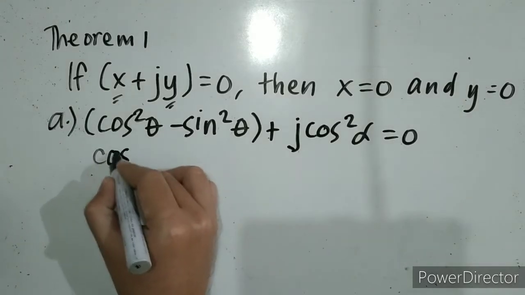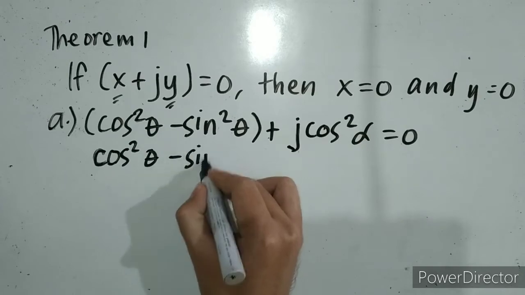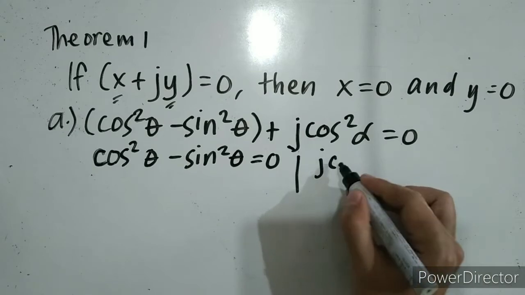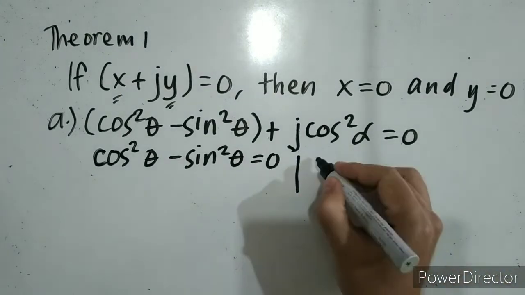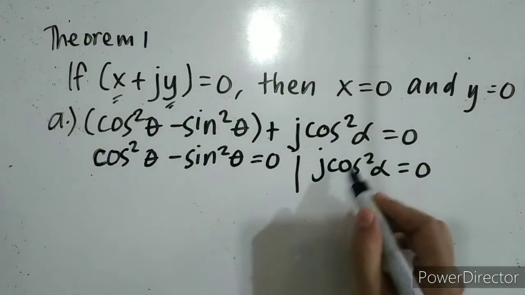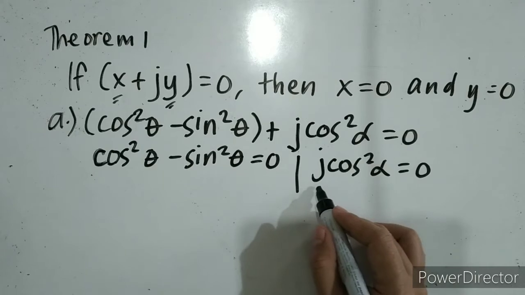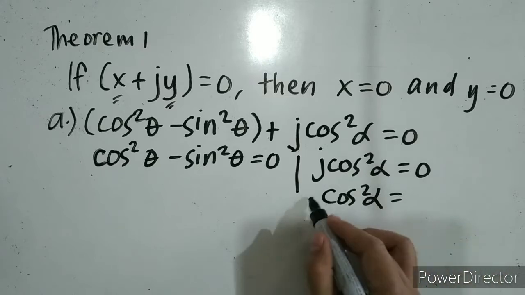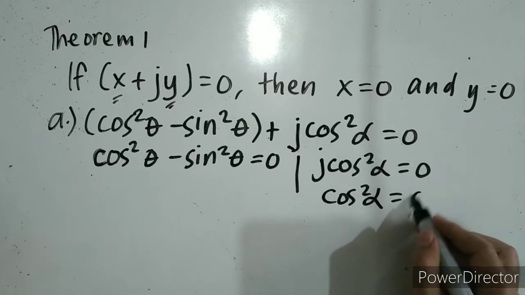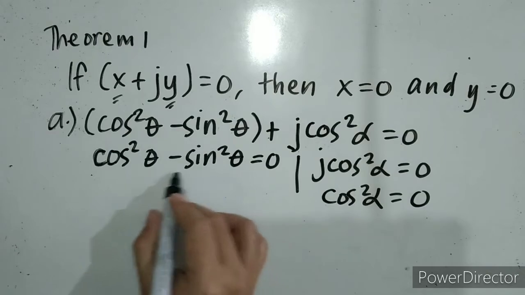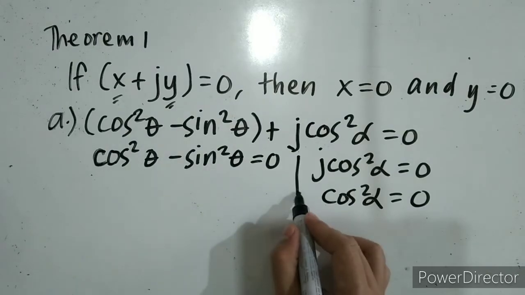So cosine squared theta minus sine squared theta is equal to 0, and at the same time j cosine squared alpha is equal to 0. Actually, we can simply remove j because when we divide both sides by j, the j cancels, and 0 divided by j is 0 because 0 divided by any number is still 0. So here we need to solve for our angle theta.